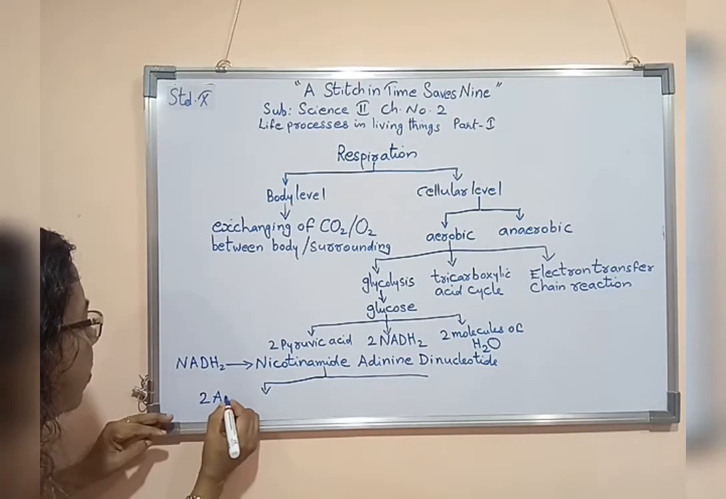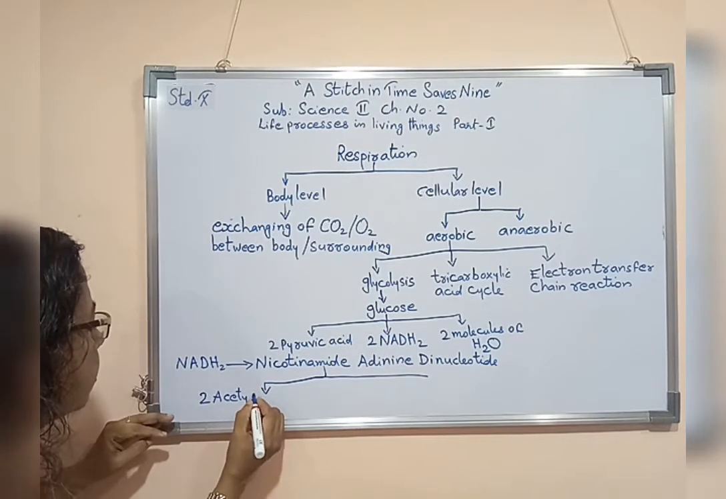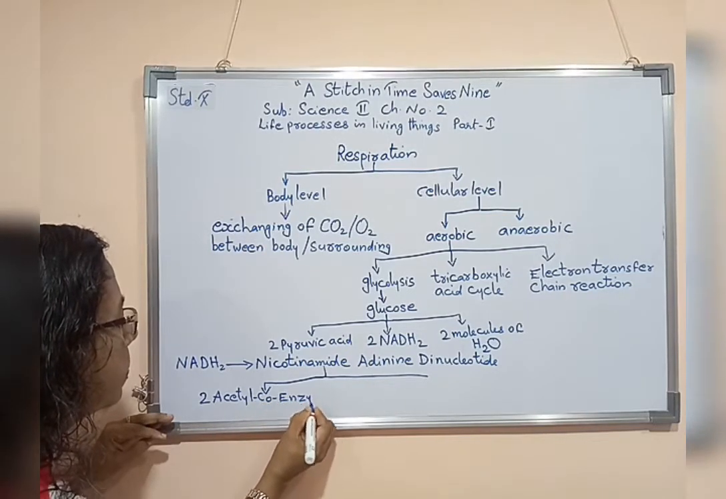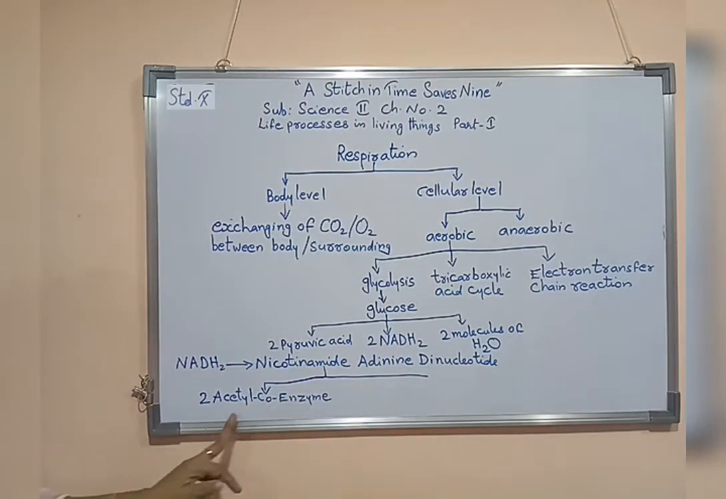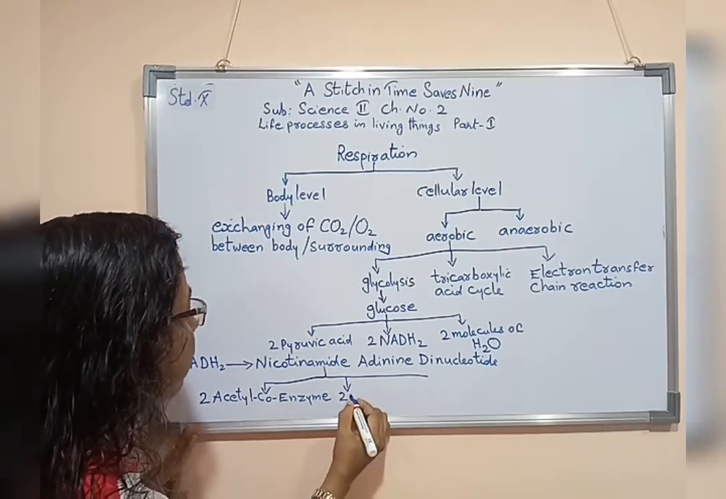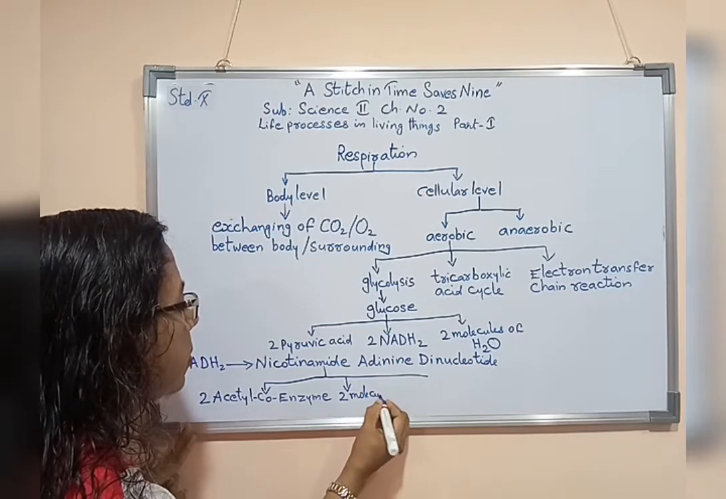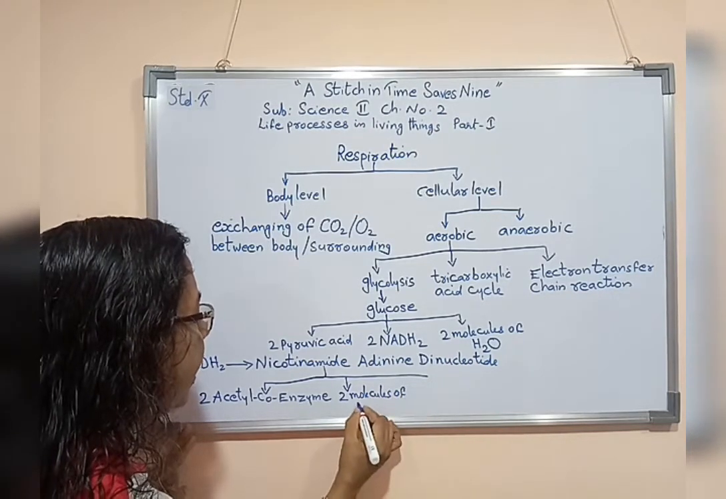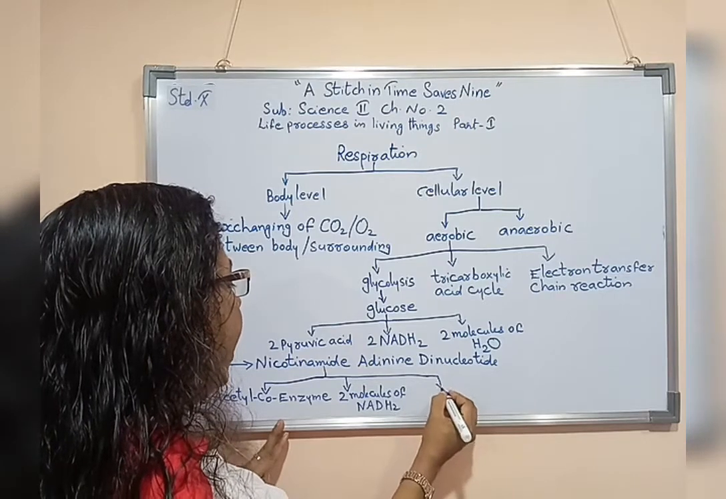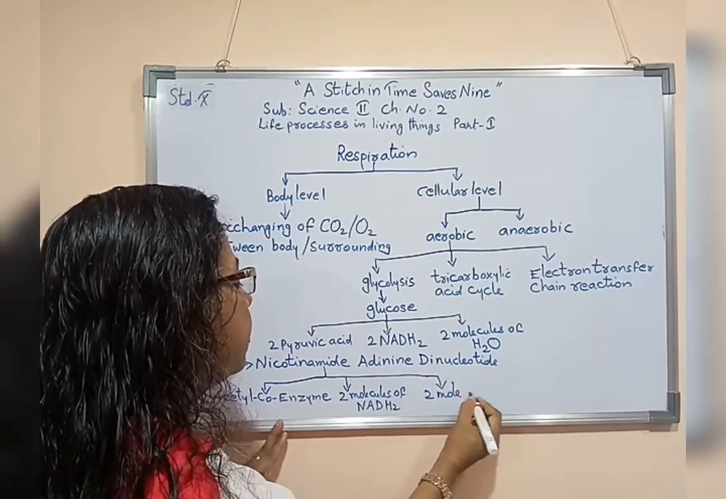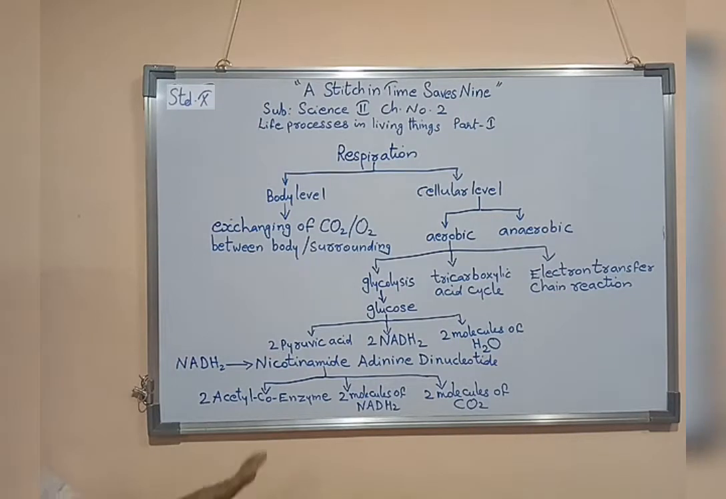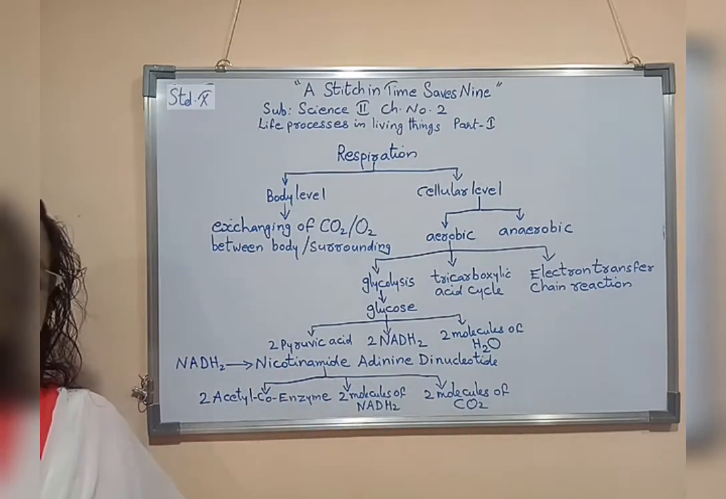Pyruvic acid is split up into 2 molecules of acetyl coenzyme, 2 molecules of NADH2, and 2 molecules of carbon dioxide. This process is also taking place inside the cytoplasm.